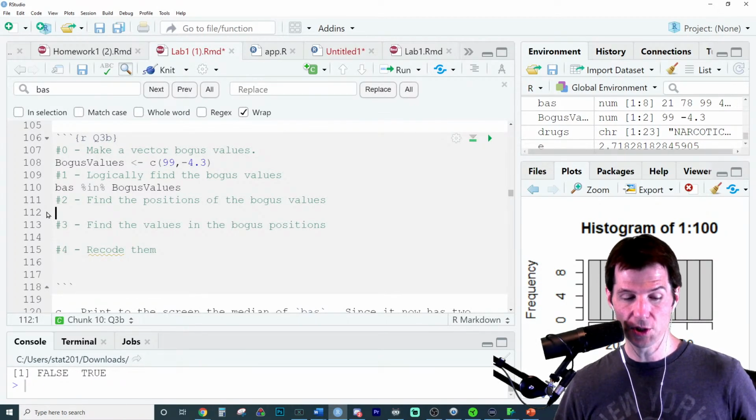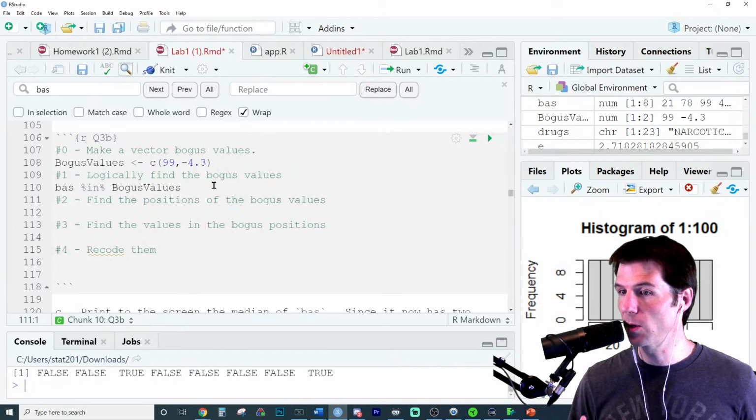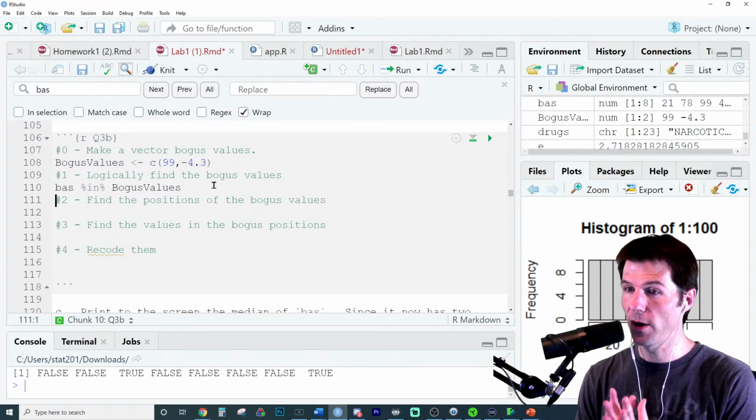So now we need to find the positions of the bogus values. How could we take this and find where the trues are? How could we simply take what we've created right here and find the truths? Like find where the truths are at.